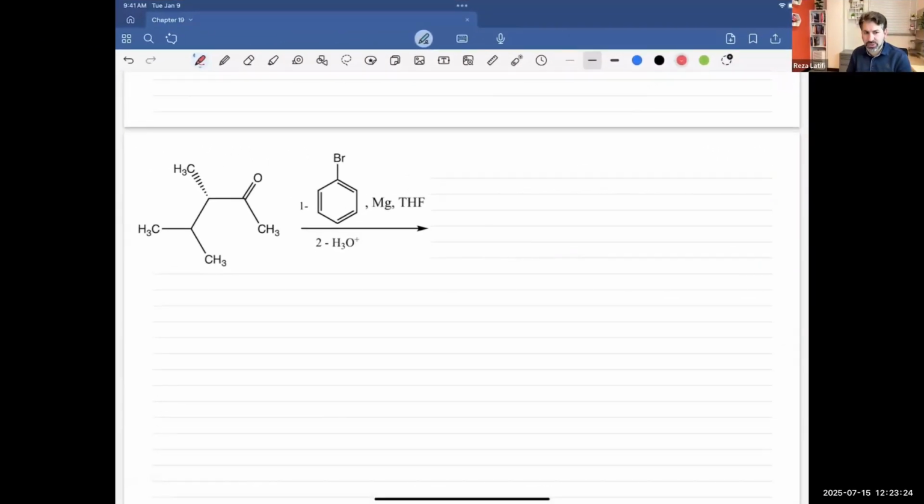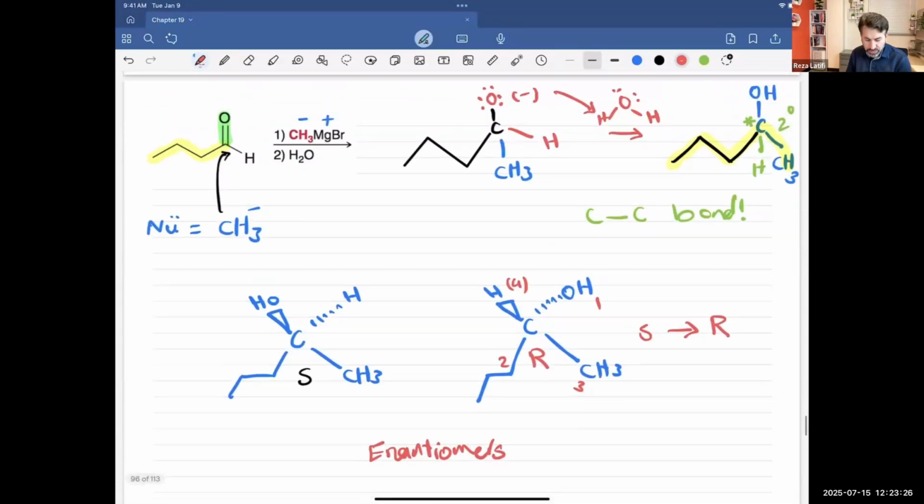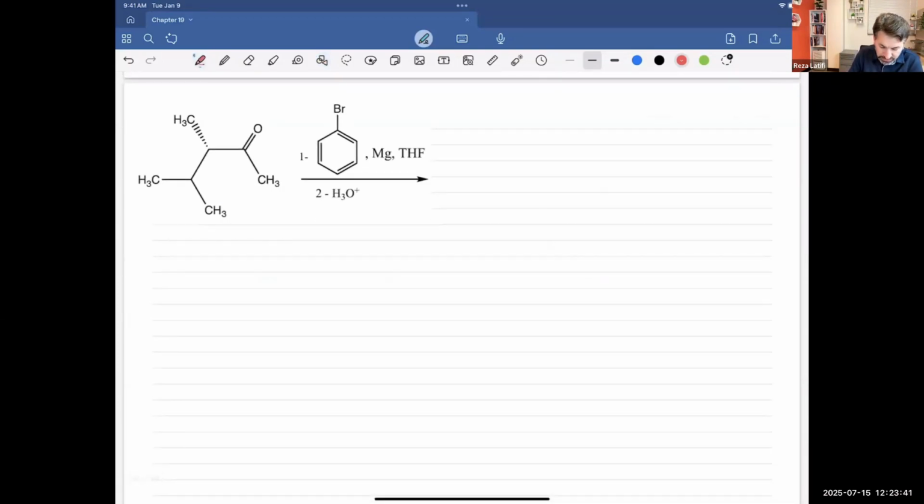Let's practice a ketone instead of an aldehyde and see what will happen. So until now, we know if we start with an aldehyde, not only do we add a new carbon-carbon bond and new sigma bonds, we will get a secondary alcohol. And the reason for it was because of this H. Now, any ketone will have a carbonyl group that is attached to two carbons. So this carbon is already a secondary.